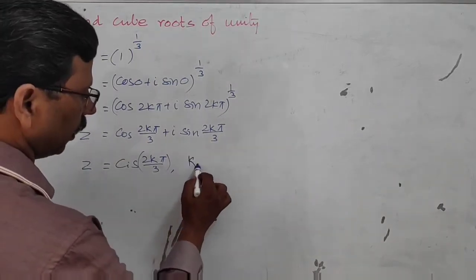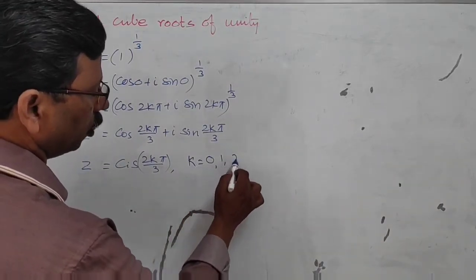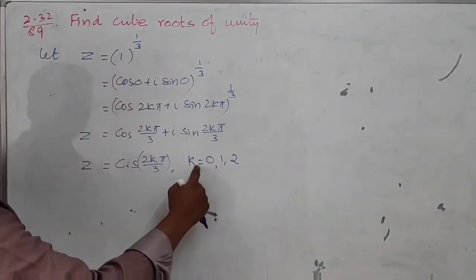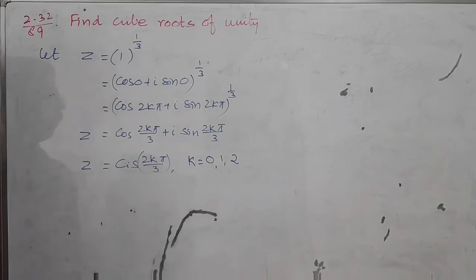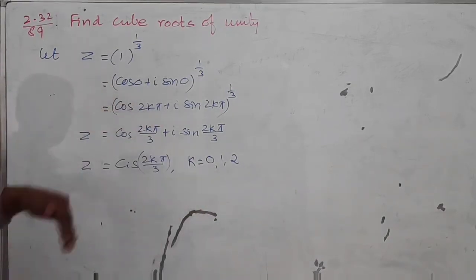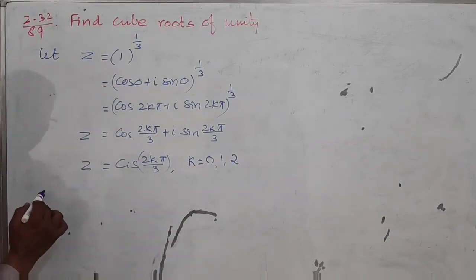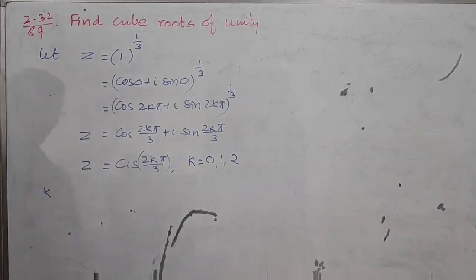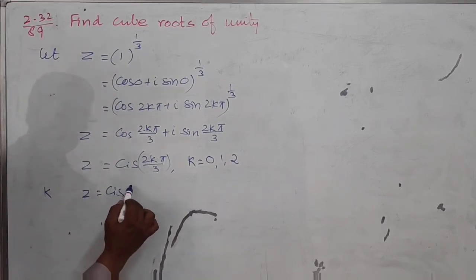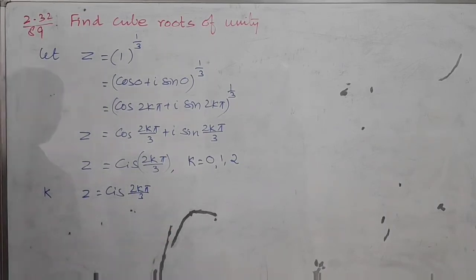Now here the values of k are k equal to 0, 1, 2, because the n value is 3 here. For different values of k, we need to find these n roots. Therefore, you can write the k value and the z value, where z is equal to cis 2k pi by 3.